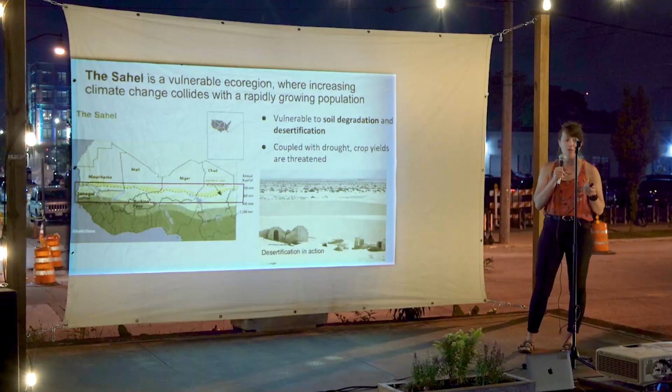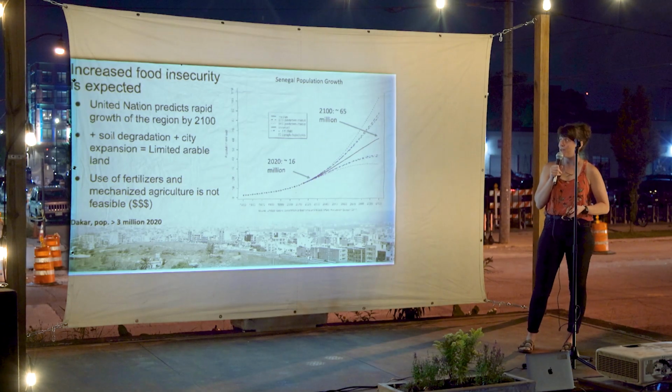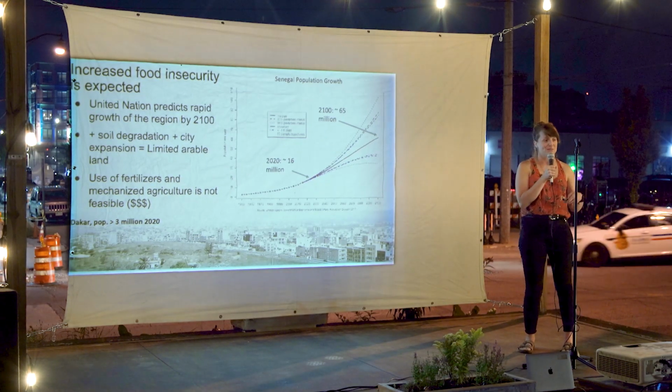And this area is also geographically really susceptible to high increases in temperatures yearly and extreme droughts. So you know how in Ohio it's hotter and we get more rain? In this part of the world, they're getting a lot more drought. There's also a rapidly growing population, and all that together makes for not only a climate change disaster, but also low crop yields and increased food insecurity. So this data is from Senegal.